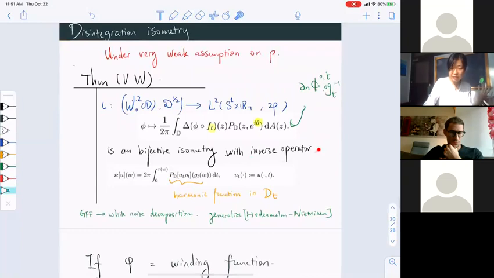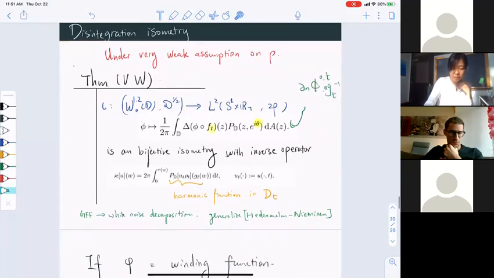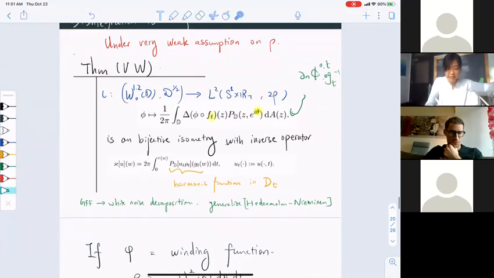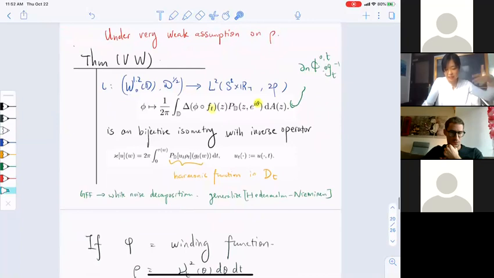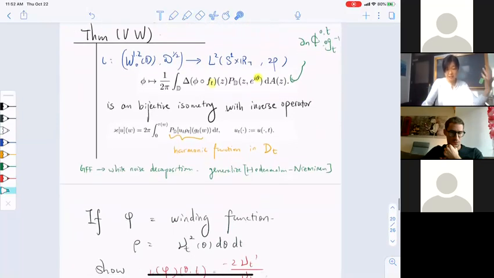And we also have the inverse operator of this iota. You start with a function u, and you can recover it by piling up some harmonic function. I won't get into detail here, but this is the rough idea.